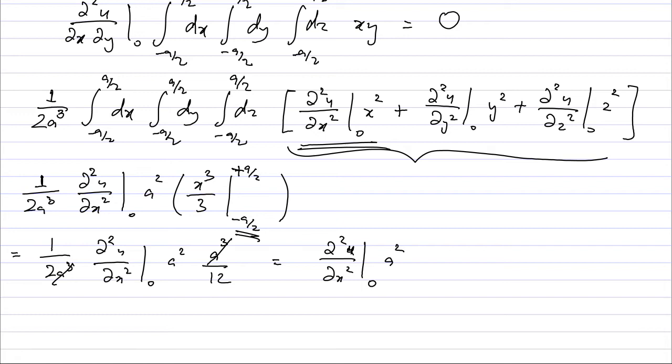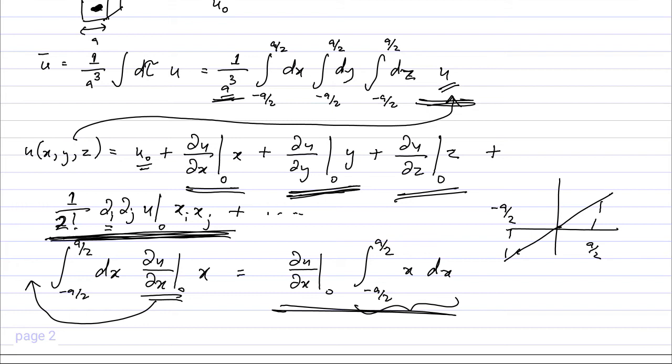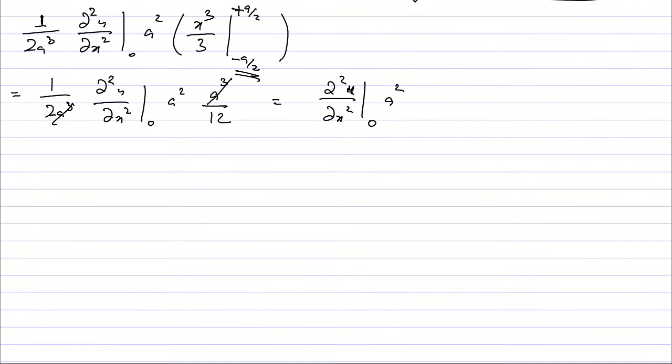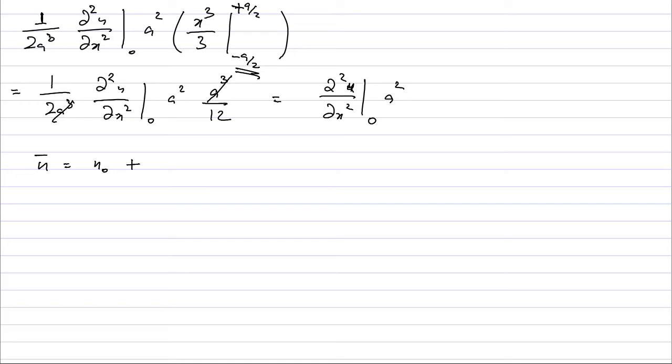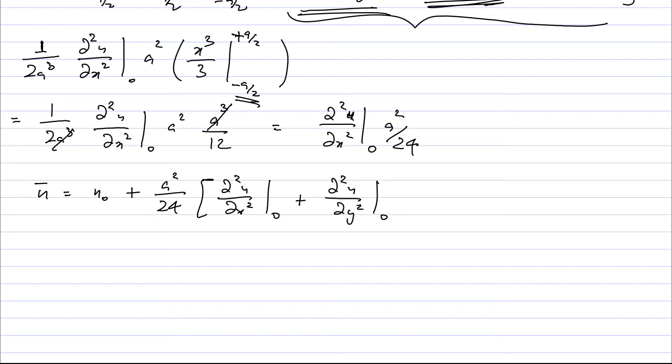Similarly, if you integrate this a second time, you will get exactly the same thing, except that you are talking about the double derivative of u with respect to y, and then the third time the double derivative of u with respect to z. So all in all, u bar is equal to u naught plus a square over 24 times this thing in the square brackets, which of course is nothing but the value of the Laplacian at the origin.